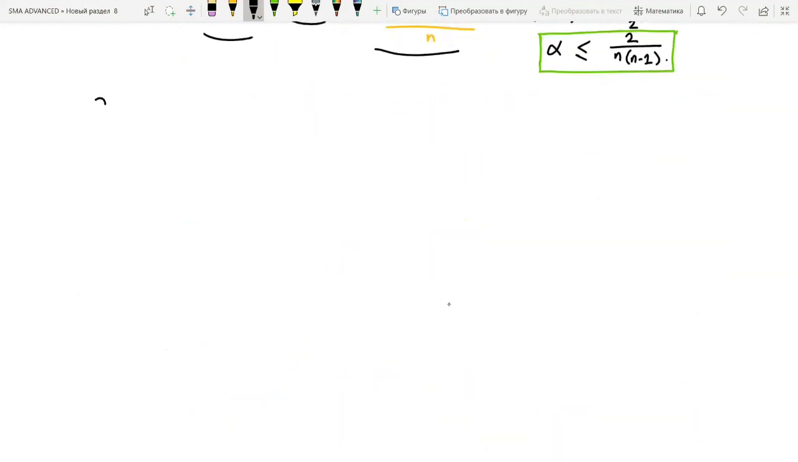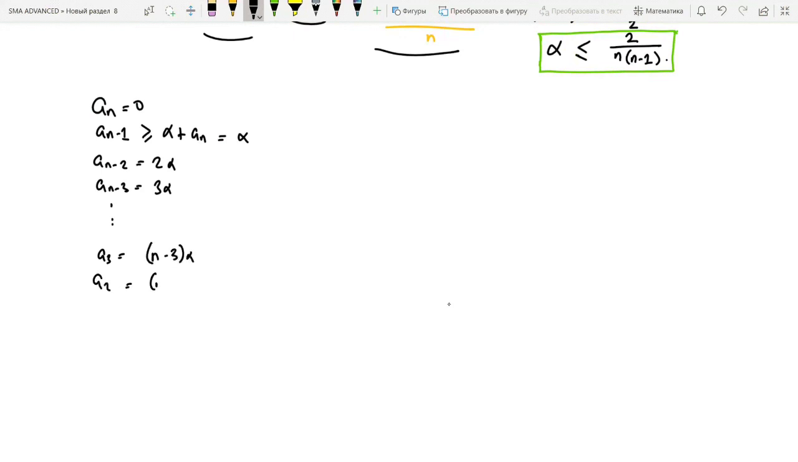Okay, let me just write it down here. It should mean that an is equal to 0. Remember, an minus 1 is greater than or equal to alpha plus an. So for equality to hold here, it has to be equal to alpha. And an minus 2, similarly, should be equal to 2 alpha. An minus 3 should be equal to 3 alpha. Till a3 should be equal to n minus 3 alpha. A2 should be equal to n minus 2 alpha. And a1 should be equal to n minus 1 alpha.